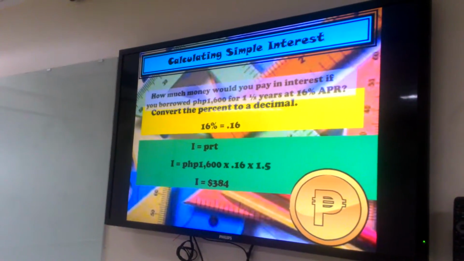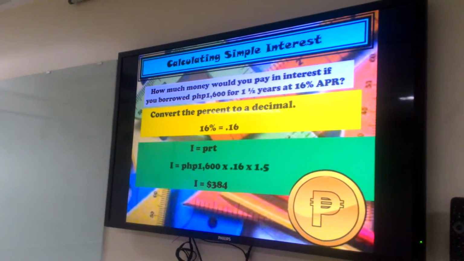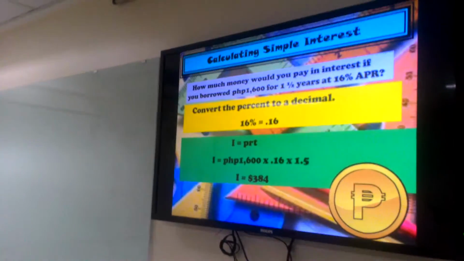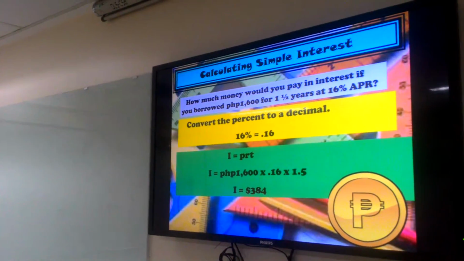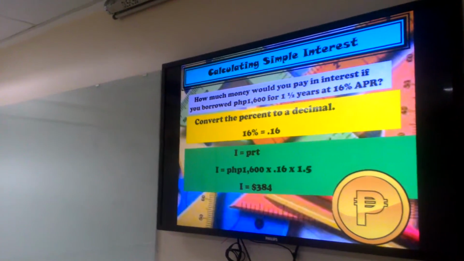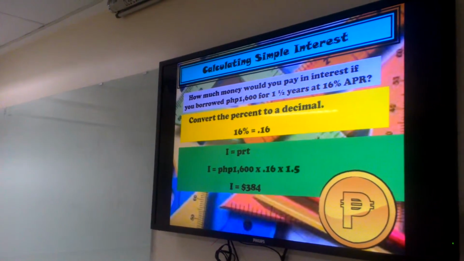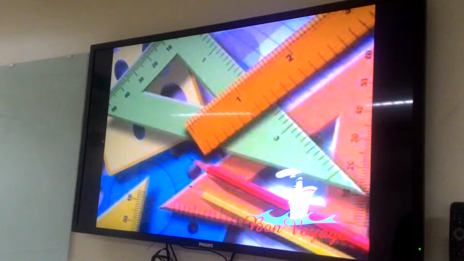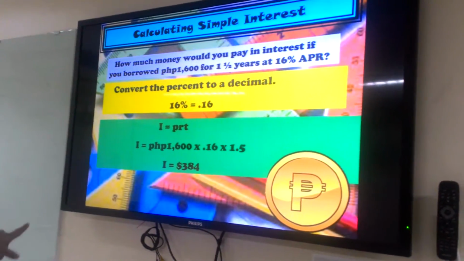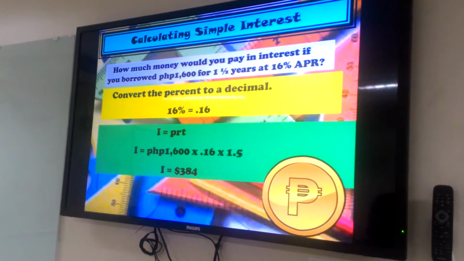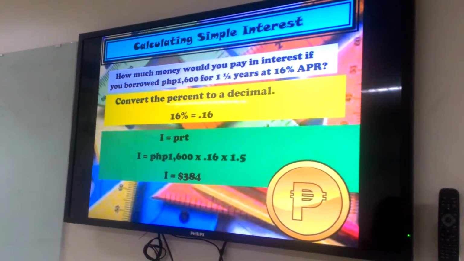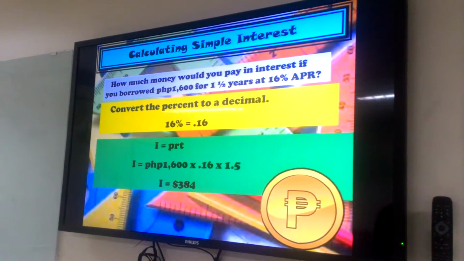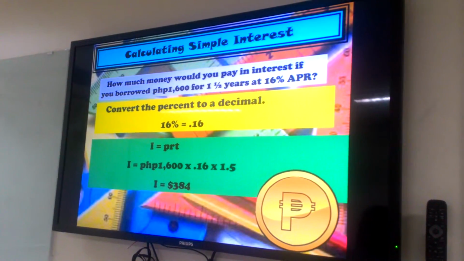And I have here a calculating example of simple interest. Always remember that we always convert the percent to a decimal. Here is the example: how much money would you pay in interest if you borrowed $1,600 for 1.5 years at 16% APR? I equals PRT. The principal amount is 1,600 times 16%, or 0.16, times the 1.5 years, and the answer is 1,084.